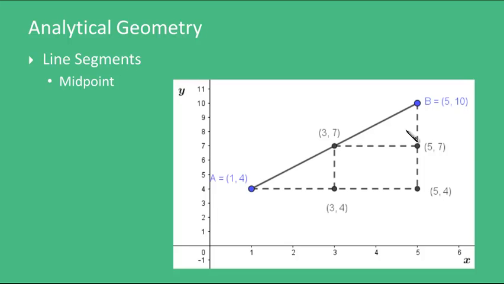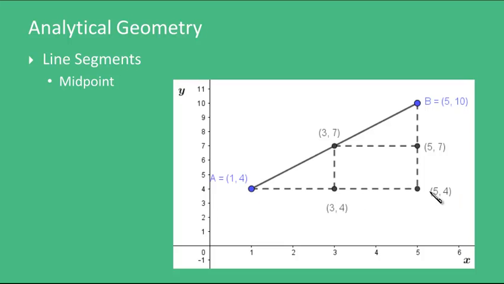Well, first, we complete our little right triangle, and we notice then that the x-coordinate of our midpoint lies halfway between these x values. In other words, halfway between the x value of A and the x value of B. The y-coordinate of our midpoint is likewise halfway between the y values of A and B. In other words, halfway between 4 and 10, which is 7. So how do we find these midpoints here?